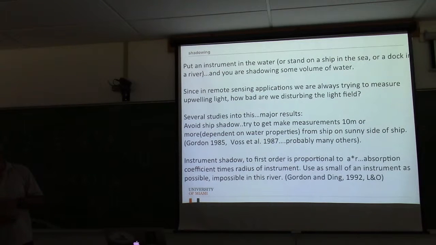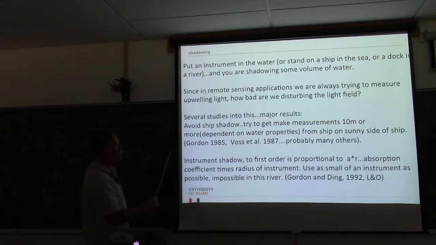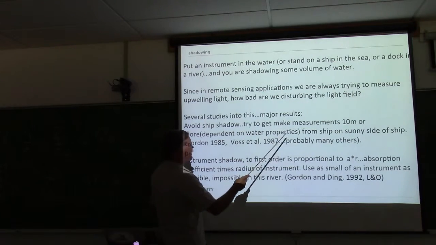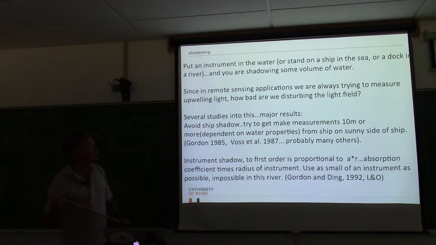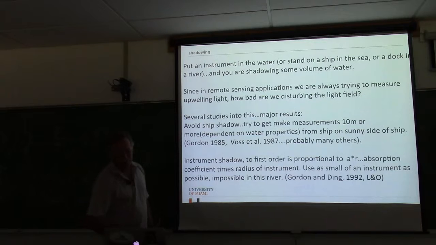So now we've gotten a lot better. We float instruments away from the ship to try to avoid the shadow. There were some studies showing how this effect occurs. And you want to be, in general, 10 meters or so away from the ship if you can, on the sun side, to avoid the ship shadow.